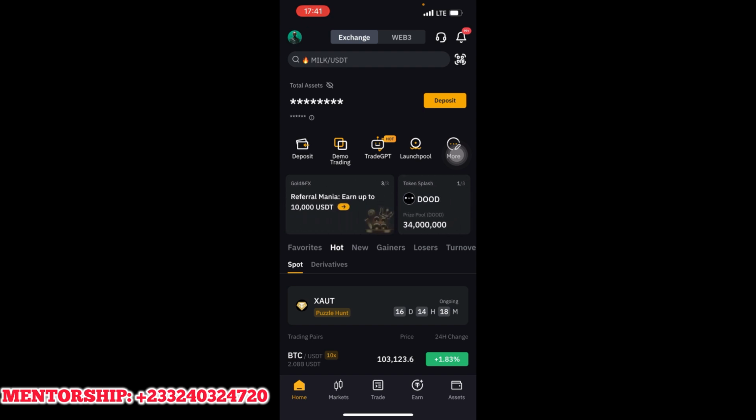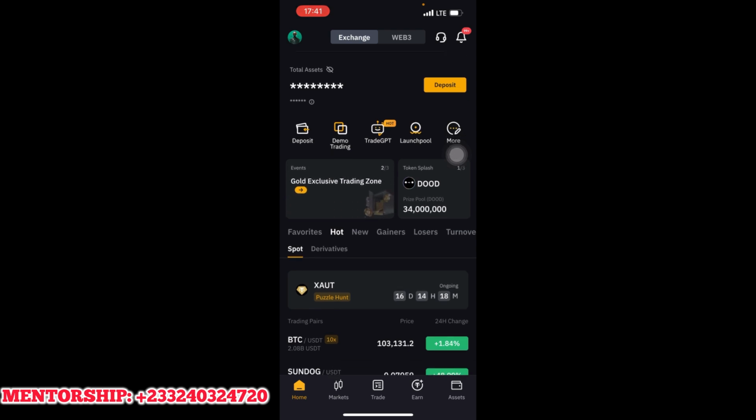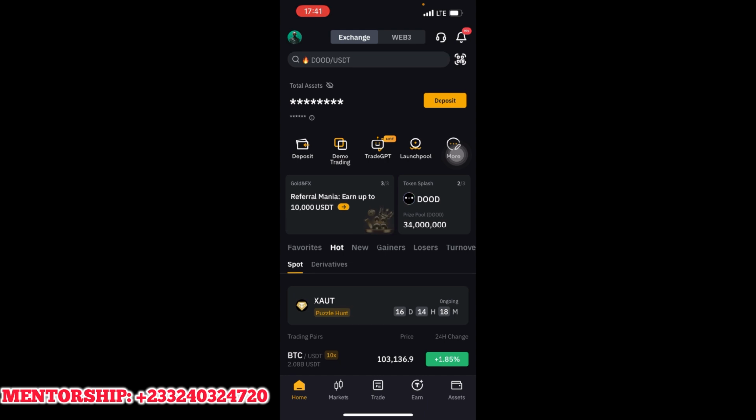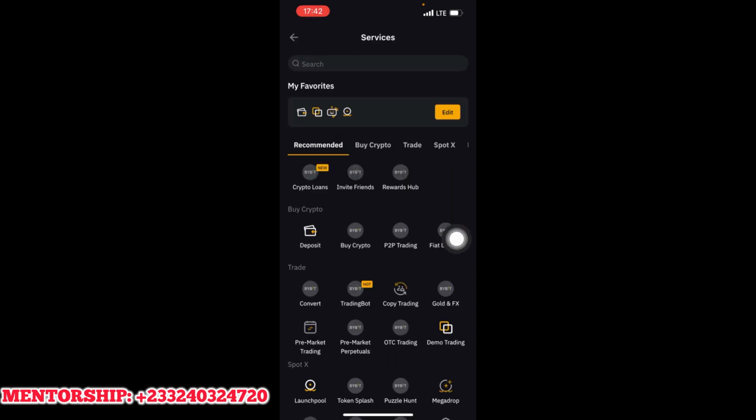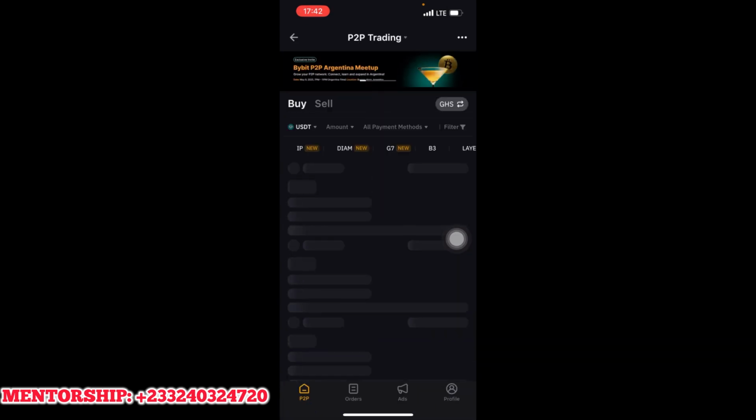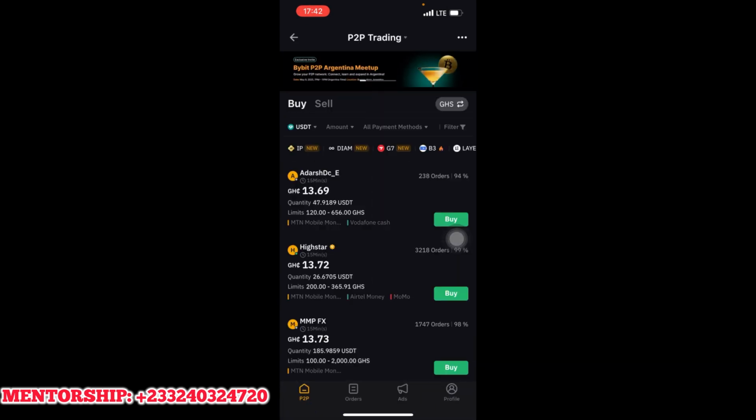So after doing your registration and everything, it will be like this. Your account will be zero, so it means that you don't have anything in your Bybit wallet and you have to deposit money in it. First of all, you just have to go to More and then go to P2P. The P2P is a place where you'll be buying your coins, your USDT, to start. You will use your local fiat to buy the crypto.